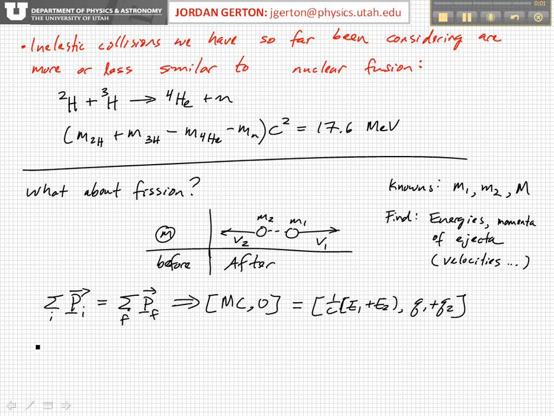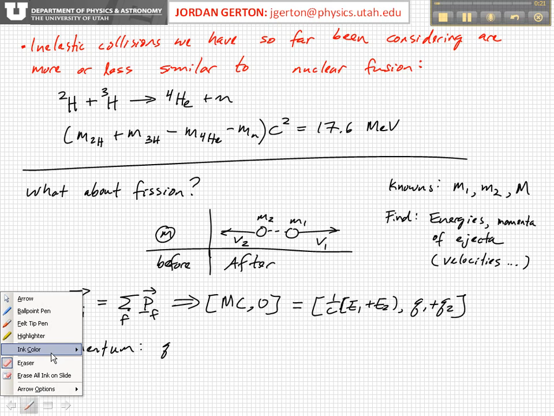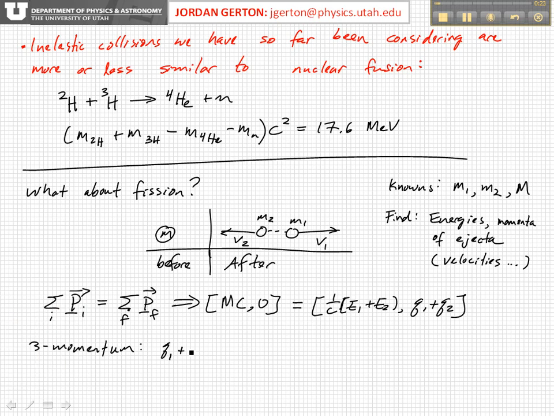Okay, so now what does the 3 momentum part of this equation tell us? It says that q1 plus q2 is equal to 0. Okay, so that implies that q1 is equal to minus q2, and we'll just call that q.